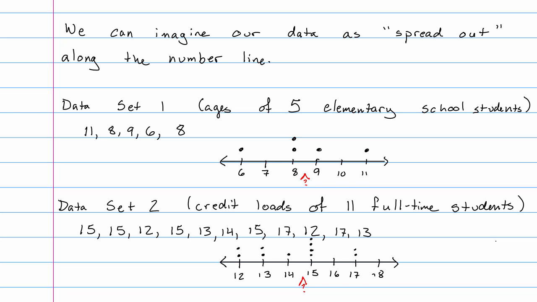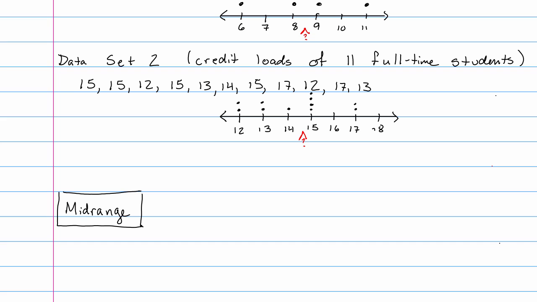We could draw pictures like this for any of our data sets. We probably wouldn't want to do it for the one that has 1,000 values. But the question is, how do we figure out exactly where that middle is? The easiest measure of center to figure out is what's called the midrange. The midrange is the number that's in the middle between the largest and smallest values.